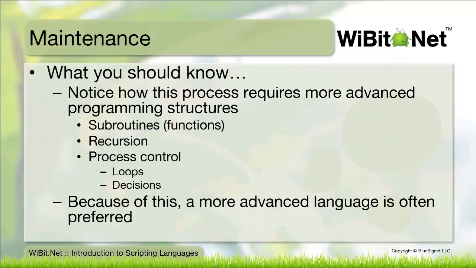Let's just finish it up and formally state these are the things to really notice from that example. We had more advanced programming features like subroutines, recursion because we were doing a recursive directory scan. We had process control like loops, decision statements. So because of this, we will often need to have a more advanced programming language.